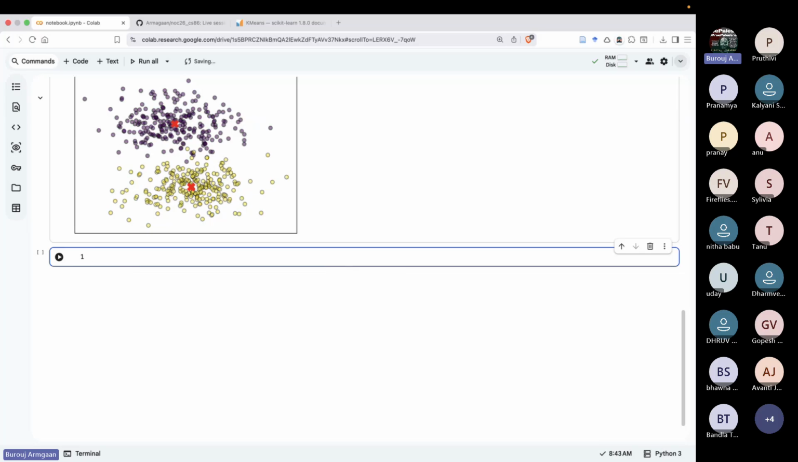Let's try a different data set. And this time, let's use presets.